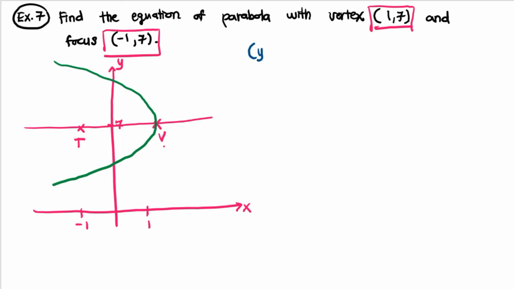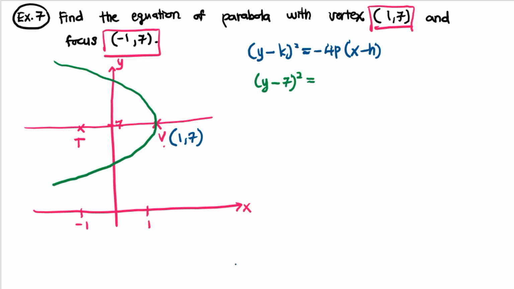Therefore our equation of the parabola is given by (y minus k) squared equals negative 4p (x minus h). And the vertex is given by (1, 7). This will represent the values for h and k. Therefore, we will have (y minus 7) squared and negative 4p.